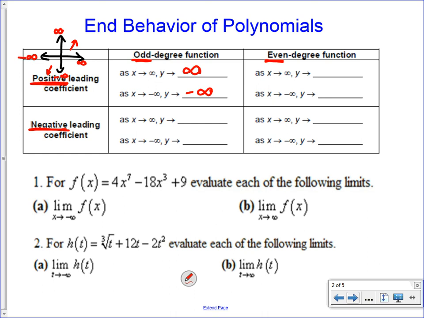Now, if the degree is odd with a negative leading coefficient, basically that negative in front is just going to reflect that graph over the x-axis, and so now your left end is up and your right end is down. Okay? So now, as x goes to infinity, y is going to negative infinity. As x goes to negative infinity, y is going to infinity.